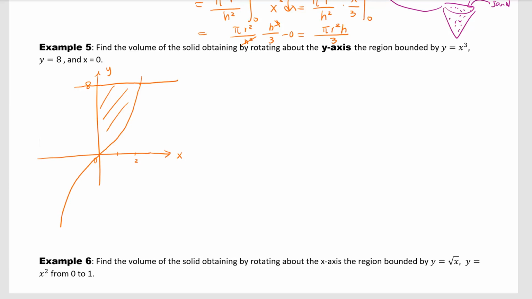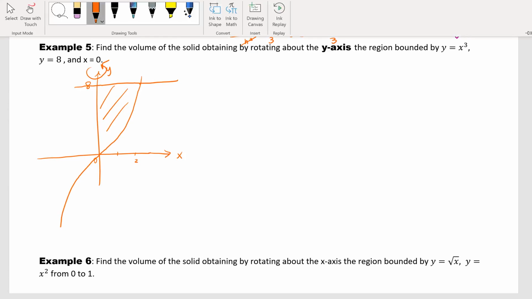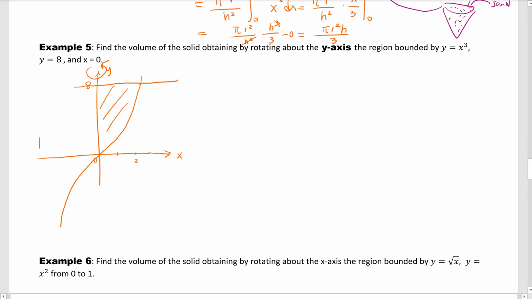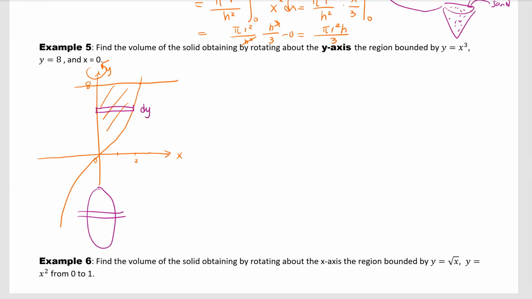And we want to rotate about the y-axis, not the x-axis anymore. So how do we cut it? See, our cucumber looks like this. Then how do we cut it? We want to cut it horizontally. So that's why here we have dy. We're going to expect to have an integral with respect to y.